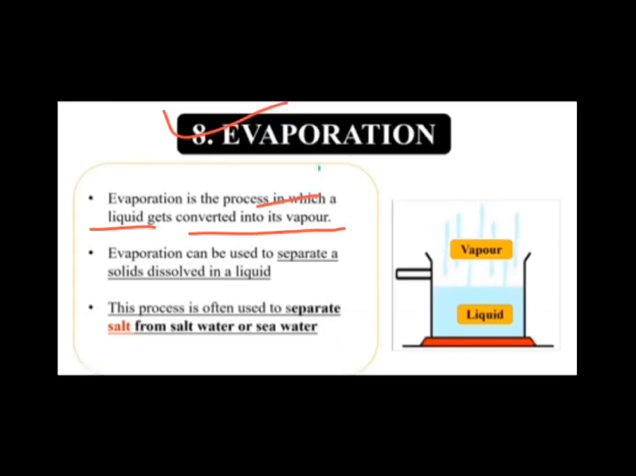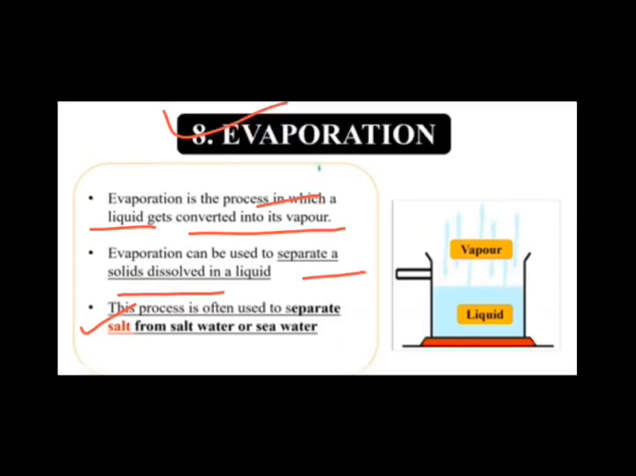So evaporation can be used to separate solids dissolved in a liquid. I told you that the mixture of salt and water or the mixture of sugar and water cannot be separated by filtration. So this process is often used to separate salt from salt water or seawater. Okay, so these types of mixtures can be separated by evaporation. You all know that seawater contains a lot of salt, right? So let's see how we can separate this salt from this seawater.